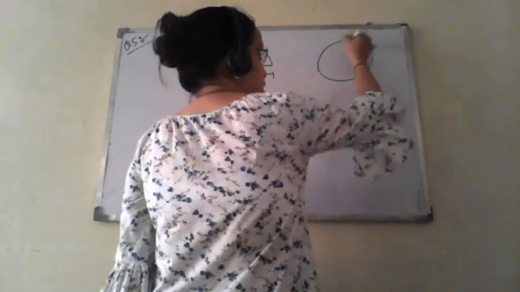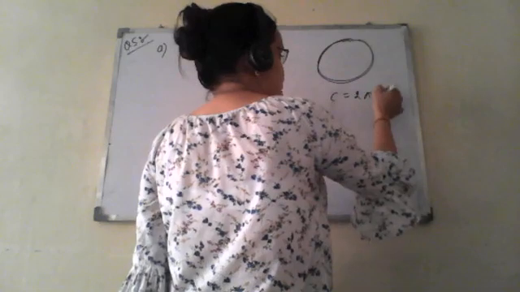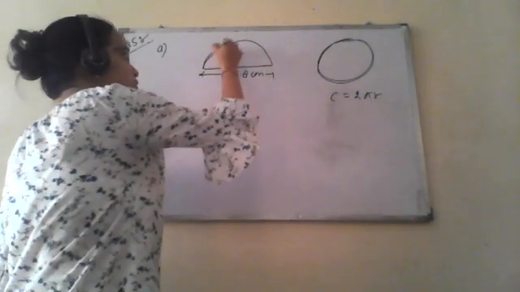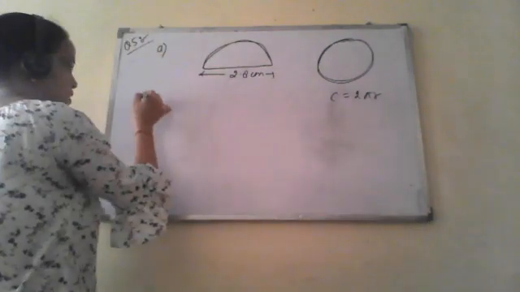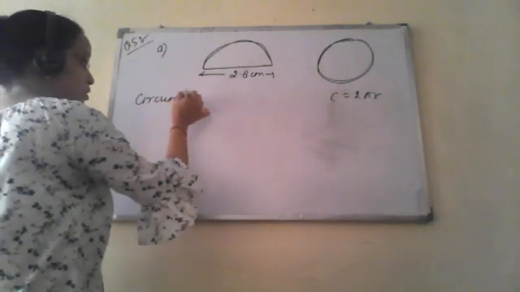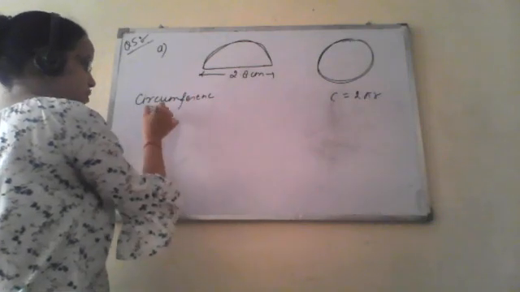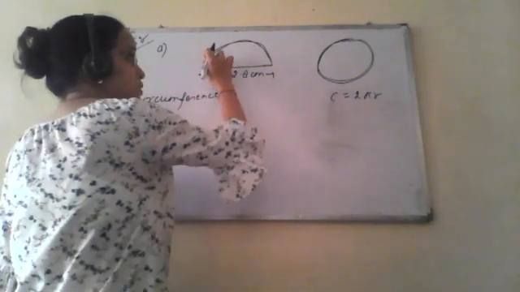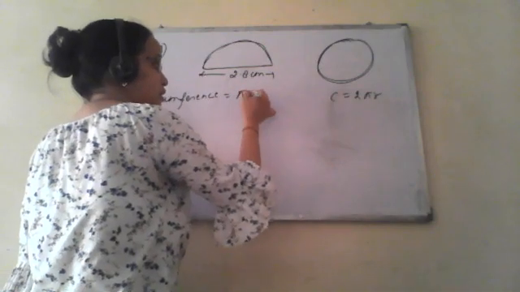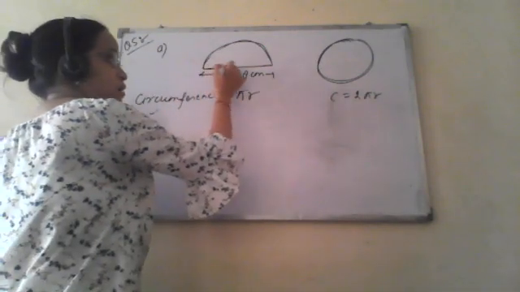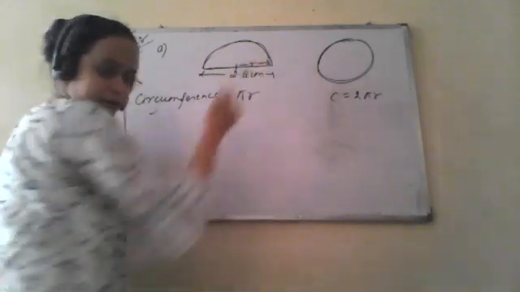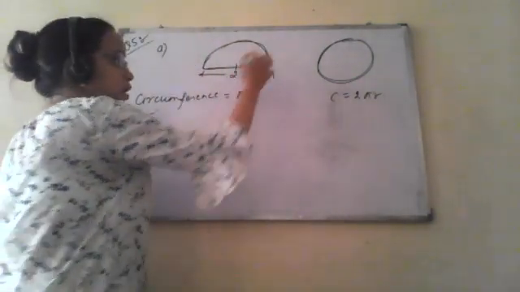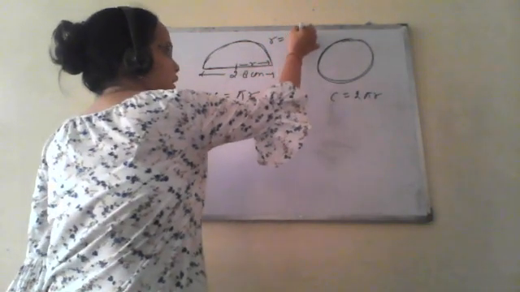Now for a circle, the outer periphery, the circumference, was 2 pi r. For this half, it will be 2 pi r by 2, that is pi r. So in this case, the circumference will be pi r plus 2r, for the diameter. If this is the diameter, half will be r, and the diameter is 2.8, so r will be 2.8 by 2.